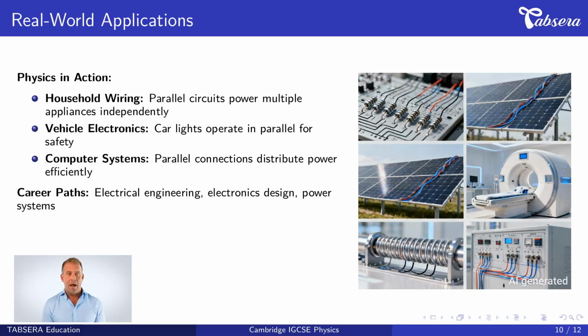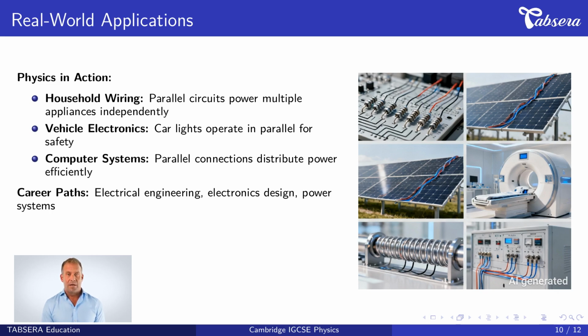Physics principles power our modern world. Let's see how parallel circuits apply in practice. In household wiring, parallel circuits allow multiple appliances to operate independently. Each device receives full voltage and can be switched on or off without affecting others. This is why lights continue working when you turn off the television.